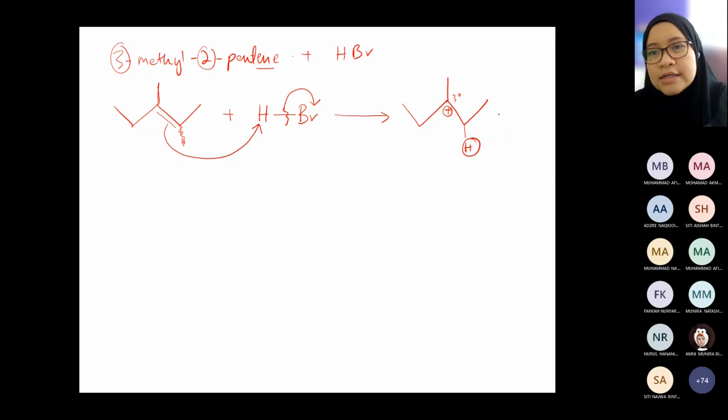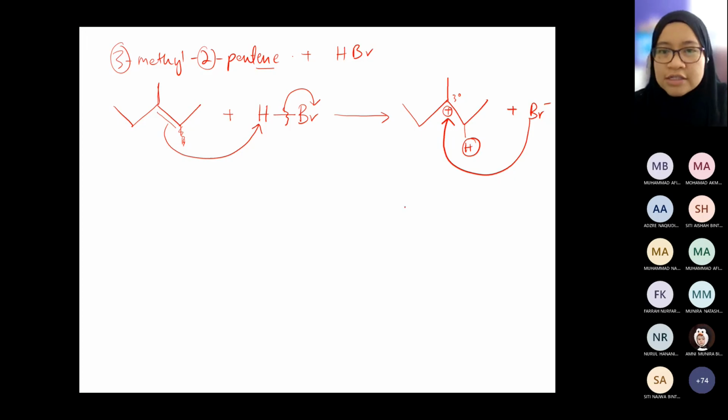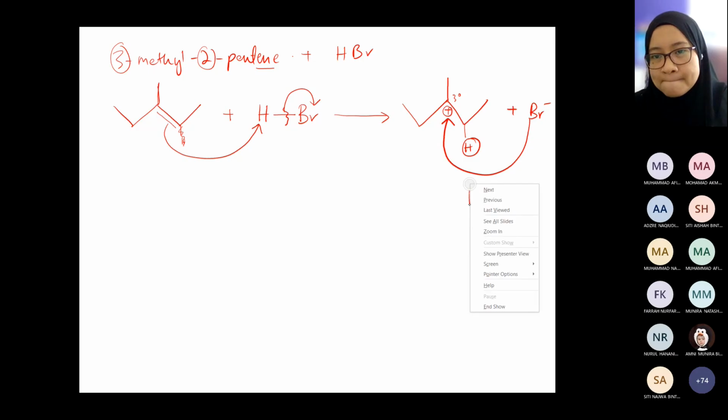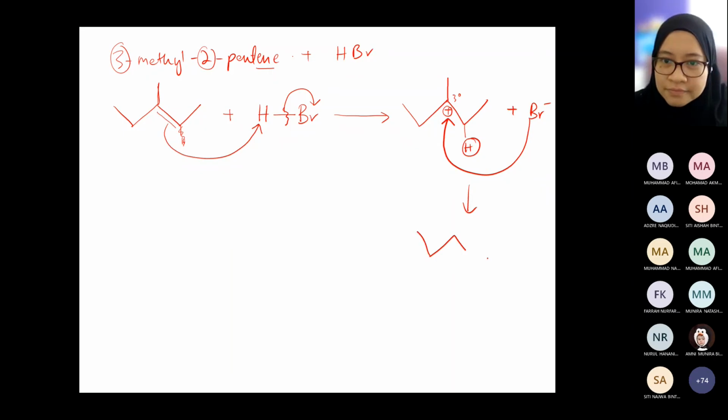Okay, and then the Br. We have Br here, right? Br minus, as a nucleophile. So this nucleophile will then attack the carbocation, and attach itself to the tertiary carbon and become this final product. Okay, so this will be your final product. So this will be the major product.